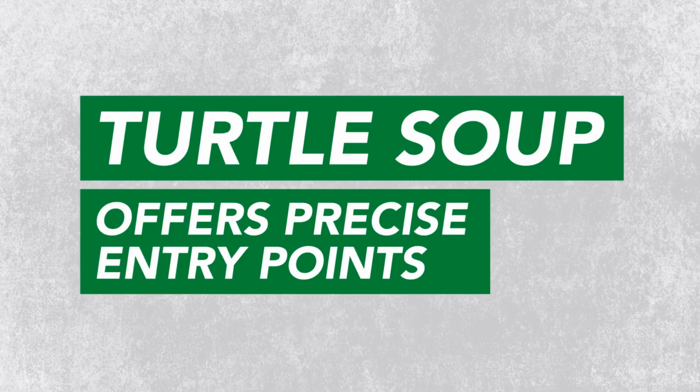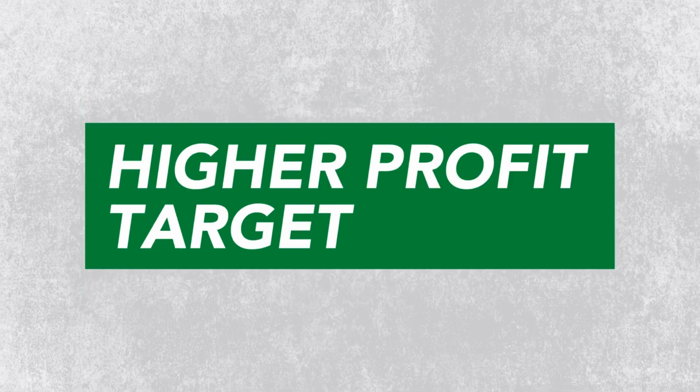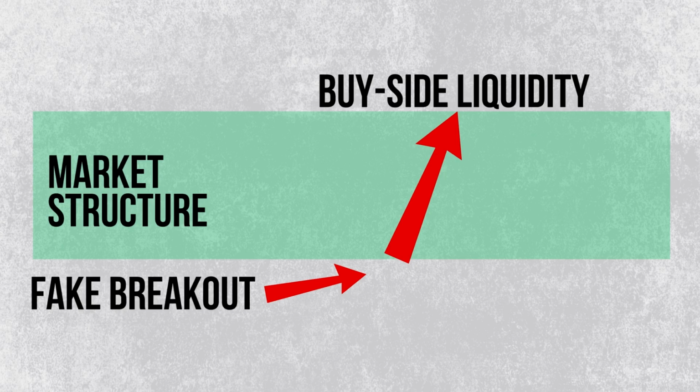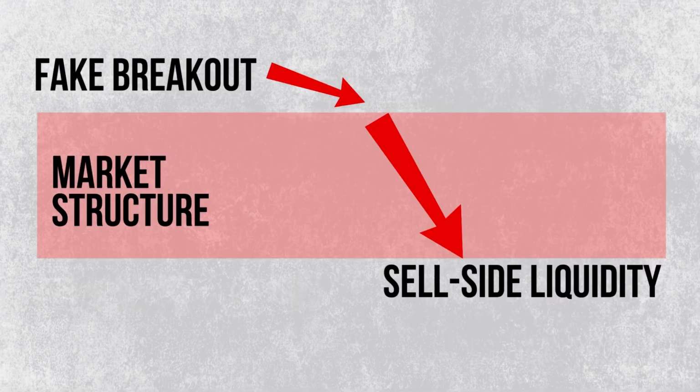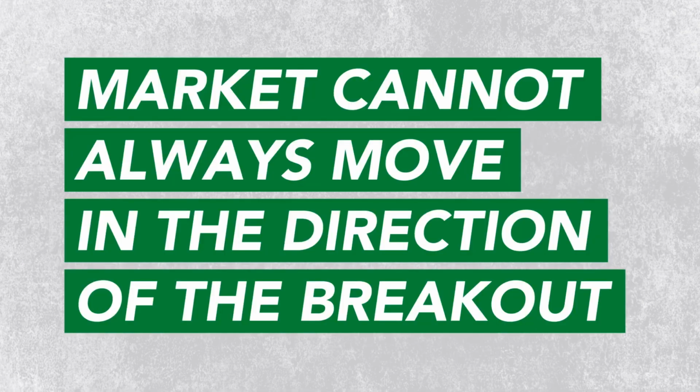Fake breakouts offer precise entry points. They suggest a higher profit target. One of the reasons for that is that once the liquidity is absorbed below or above the market structure, the market moves to the other end of the structure to grab the liquidity there. That means the market moves from one extreme end of the structure to its other extreme end, capturing all the liquidity on its way. Most traders believe that the market will move in the direction of the breakout.